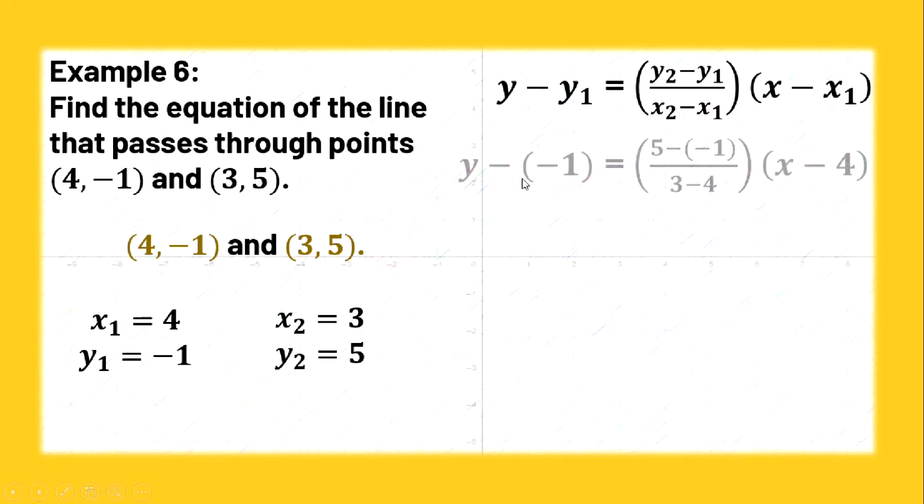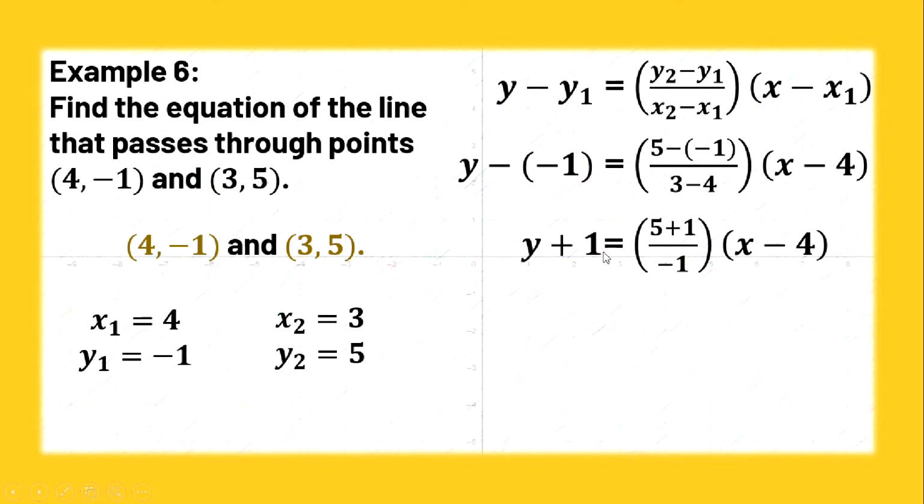So again, we have this form. Substitution tayo. y minus y sub 1 natin is -1 equals y sub 2 is 5 minus y sub 1 is -1 all over x sub 2 is 3 minus x sub 1 is 4 times the quantity x minus x sub 1 again is 4. Then simplifying, y minus -1 is y plus 1 equals, we have 5 plus 1 over 3 minus 4 is -1 times the quantity of x minus 4.